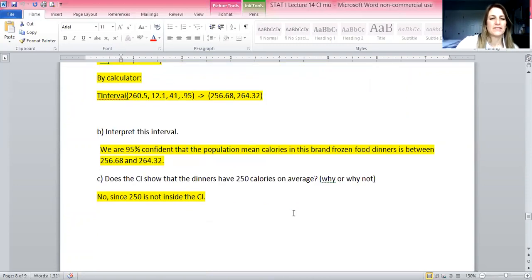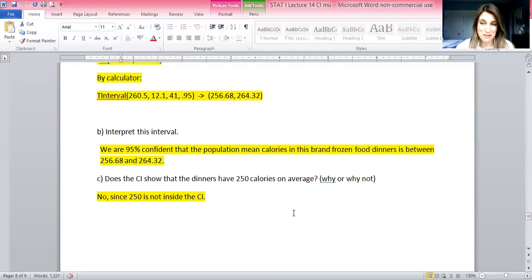Now, to interpret this value, we are 95% confident that the population mean calories of this brand of frozen dinners is between 256 and 264. Now my follow-up question: does this CI show that the dinners have 250 calories on average? And I want to know why or why not.